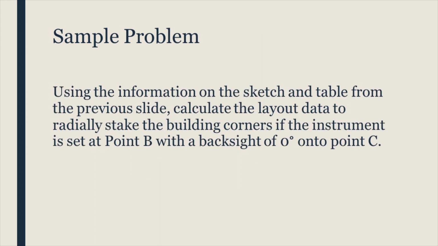So we'll use the information given to us on the sketch as well as the table that has the coordinate data for each of the building corners. And we're going to have to calculate the layout data, which means the direction and distances to each of the building corner points. We're going to radial stake them. And what we're going to do for this is set up at point B and have a back sight onto point C as our 0 point.